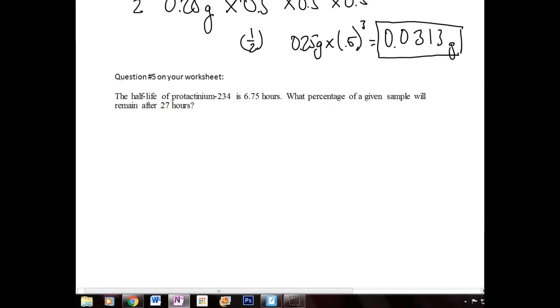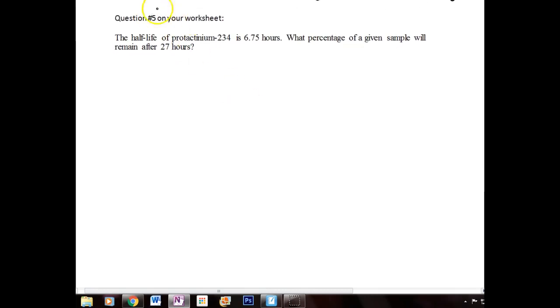Okay, now there's one last problem I want to highlight, and this is question number 5 from your worksheet. Now they're going to throw something a little bit different at you in question number 5, so I want to address this right now. It says the half-life of protactinium-234 is 6.75 hours. That's important. It says what percent of a sample will remain after 27 hours?